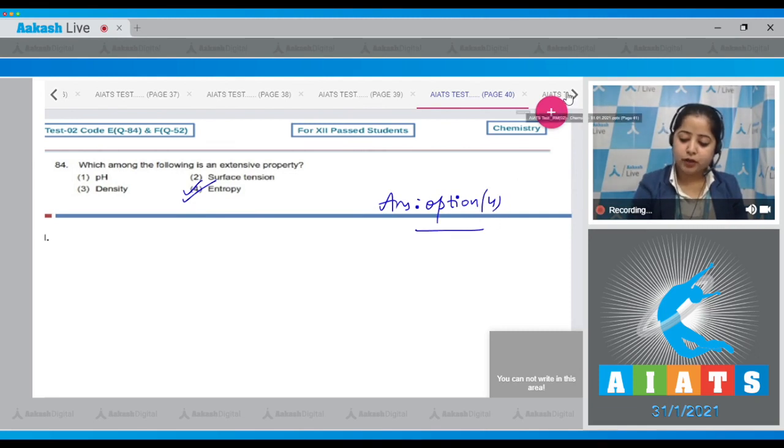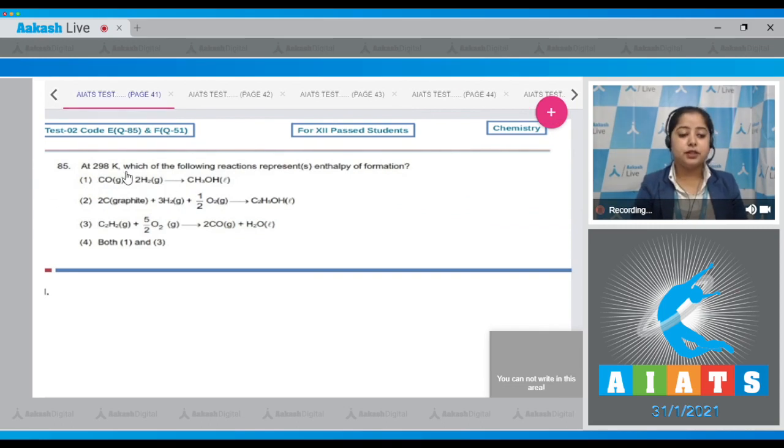Moving to next question, which is question number 85. Let's read it. At 298 Kelvin, which of the following reactions represents enthalpy of formation? Student, for this question, first of all, we have to understand enthalpy of formation. The standard enthalpy change for the formation of 1 mole of a compound from its elements in their most stable states of aggregation is called standard molar enthalpy of formation.